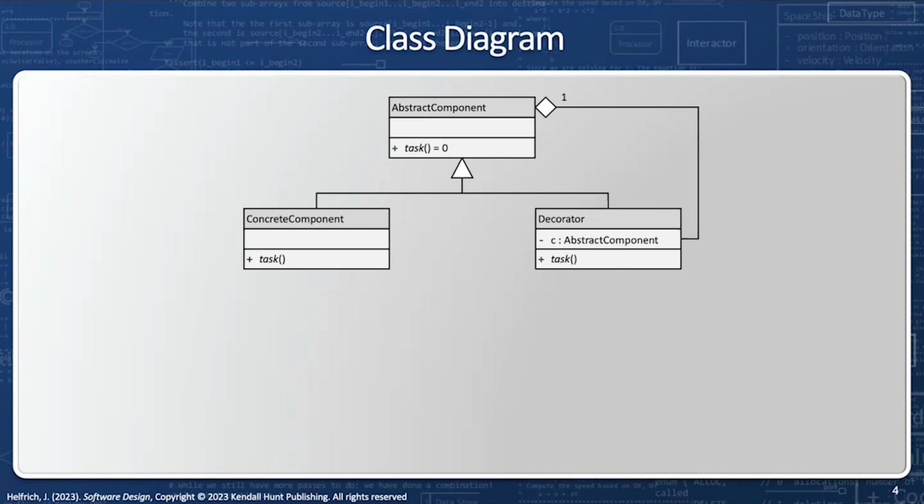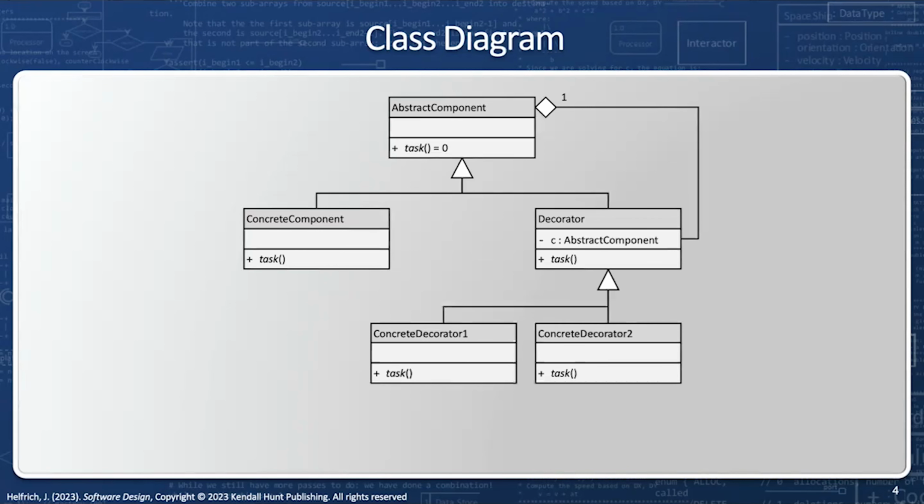Now, the decorator itself doesn't actually implement the task. Here, we're going to have a concrete decorator, which is going to implement the decorator, as well as the concrete decorator 2 or 3 or as many as we want to have. And each of these is actually going to have the task that we're going to perform.